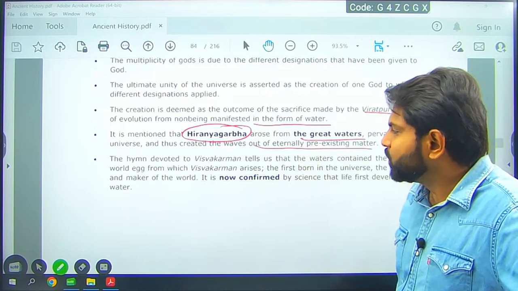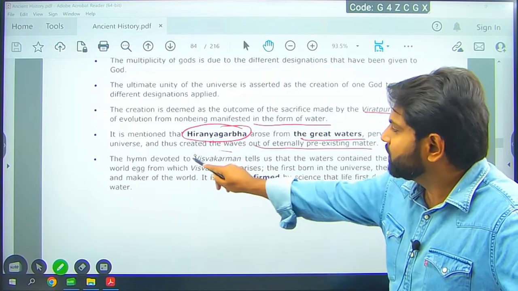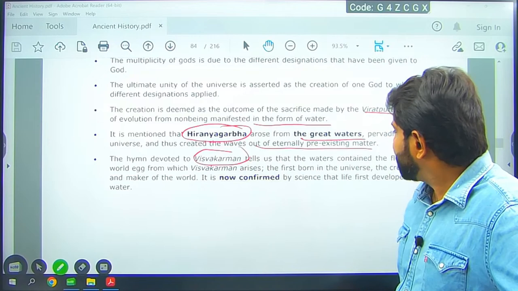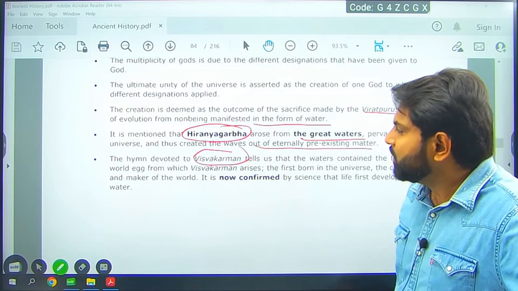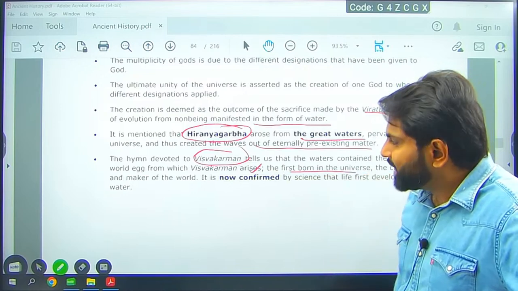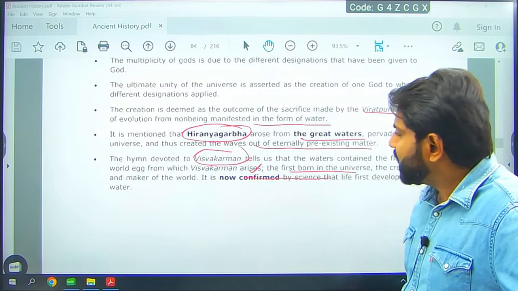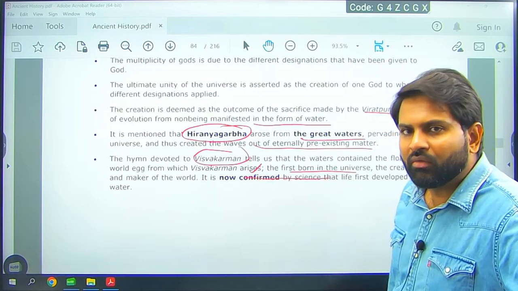The hymn devoted to Vishwakarma, the architect of this particular world, tells us that the waters contain the floating world egg from which Vishwakarma arises, the firstborn in the universe, the creator and the maker of the world. It is now confirmed by science that life was first developed under water.